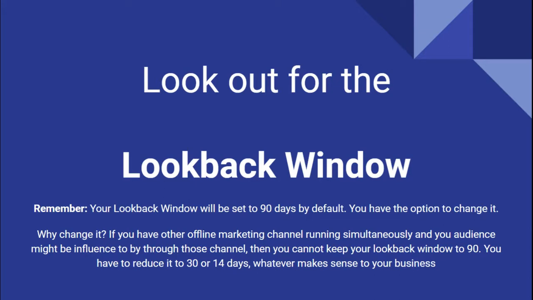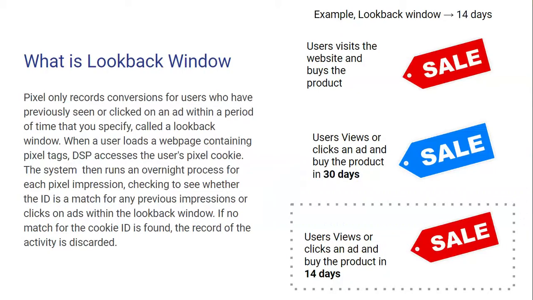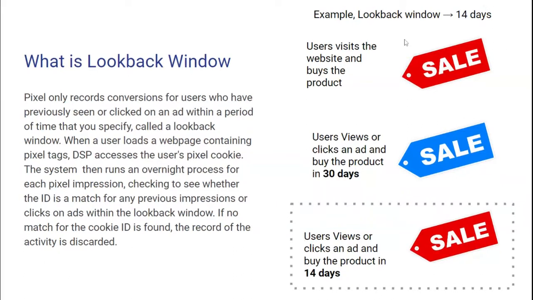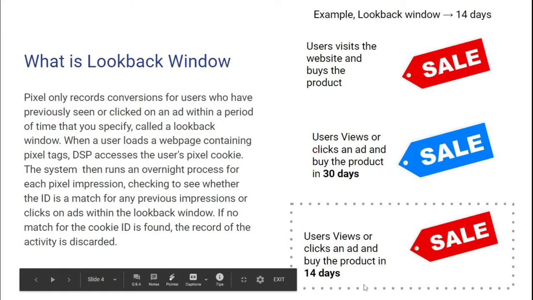Now, before even talking about the look back window, I should tell you what a look back window is, right? Let's say there's a look back window of 14 days. A user visits the website and buys a product. Will the advertiser consider that sale as an ad sale? Of course not. If a user views or clicks an ad and buys the product in 30 days, will the advertiser consider that sale as an ad sale? Not really sure. If a user views or clicks an ad and buys the product in 14 days, will the client consider it an ad sale? Yes. Now there is a debate between these two. That's why I said I'm not sure.